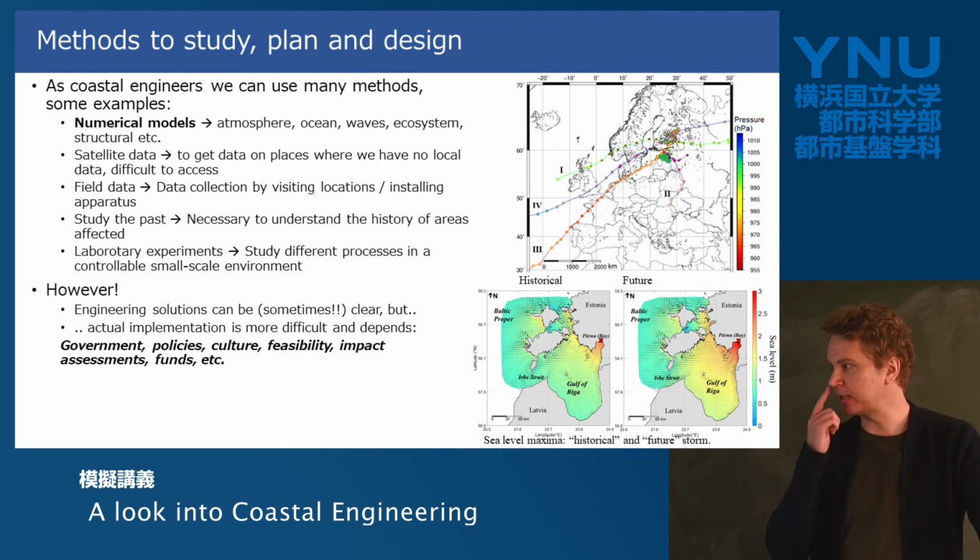And here are just some figures that show, for instance, using numerical models, like an atmospheric model at the top here, to simulate different cyclones. These are different cyclone tracks in Europe. Down here, for example, we have some storm surge simulations, historical storm surge in the past here, and under the future. So how does the storm surge change in the future, for instance?